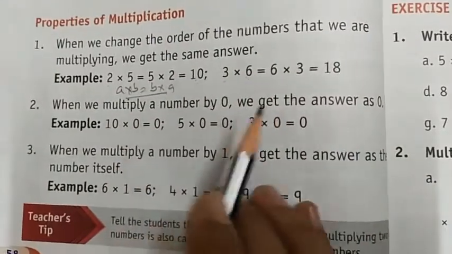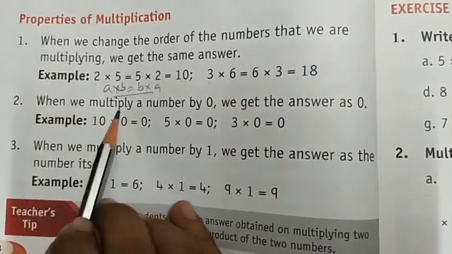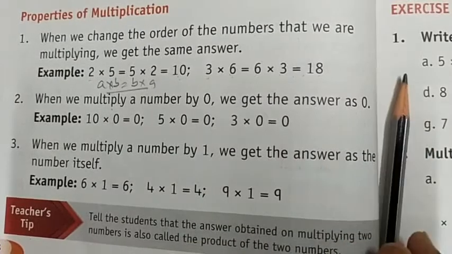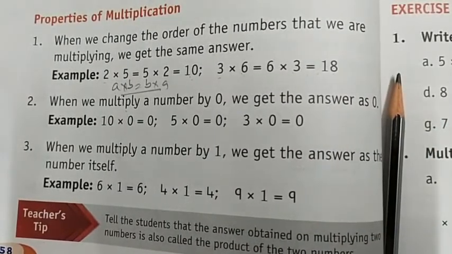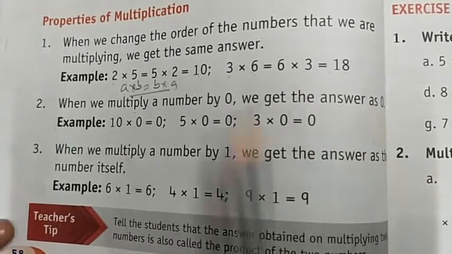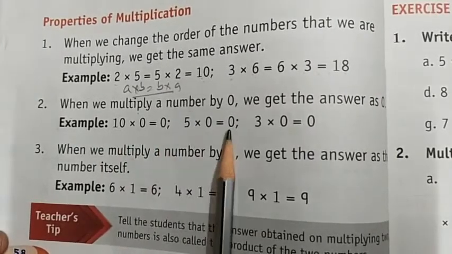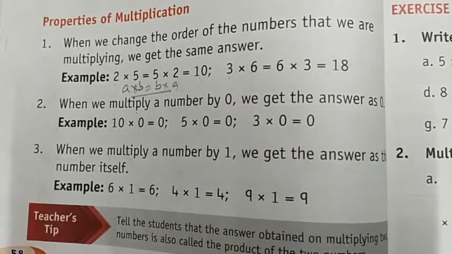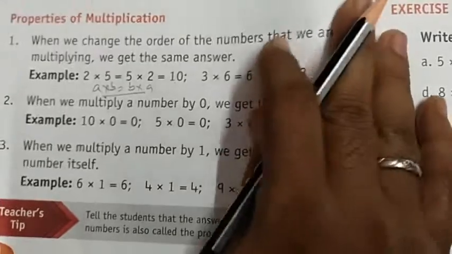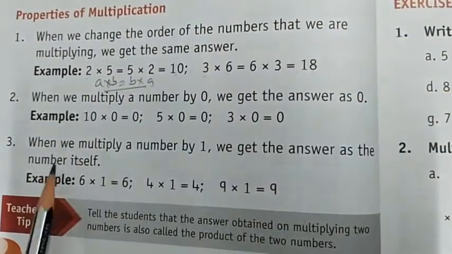Next property is, when we multiply a number by 0, we get the answer as 0. For example, any number multiplied with 0, you'll get the answer as 0. For example, 10 into 0 is 0, 5 into 0 is 0, 3 into 0 is 0. Means any number you multiply with 0, you'll get the answer as 0. So this is the basic properties of multiplication.